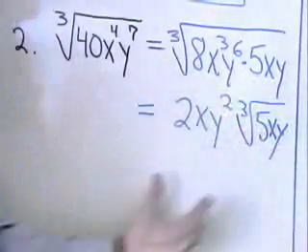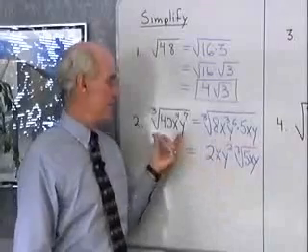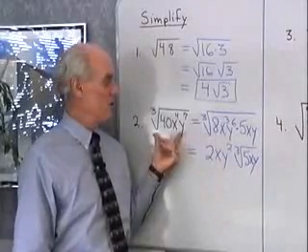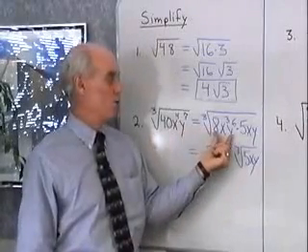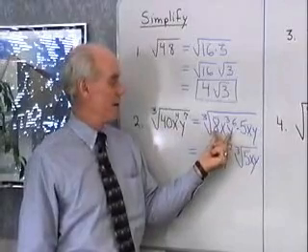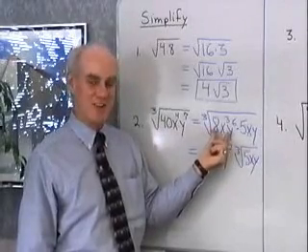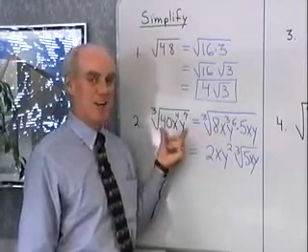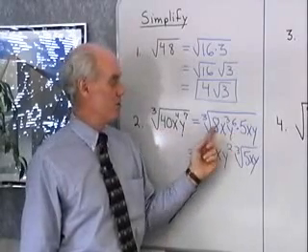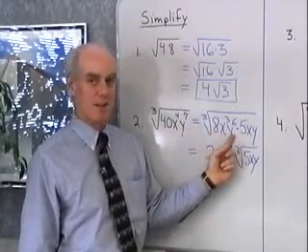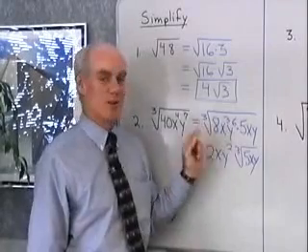So this is the simplified form of this radical expression right here, and I put it in simplified form by removing the largest perfect cube that's a factor of this radicand right here. And that largest perfect cube turns out to be 8x cubed y to the 6th. I looked for cubes because I'm working with a cube root.